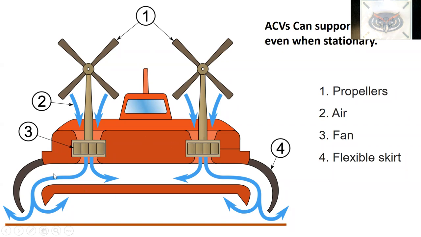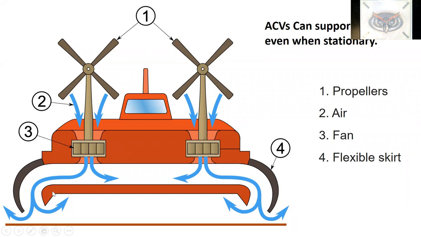But more importantly, it's very easy to foil these. You have to maintain a bubble of air here to hover and to move. If you don't have this bubble, you're sitting on the ground. There's no way to move. There's no wheels, no tracks. You're basically dead in the water or on land.